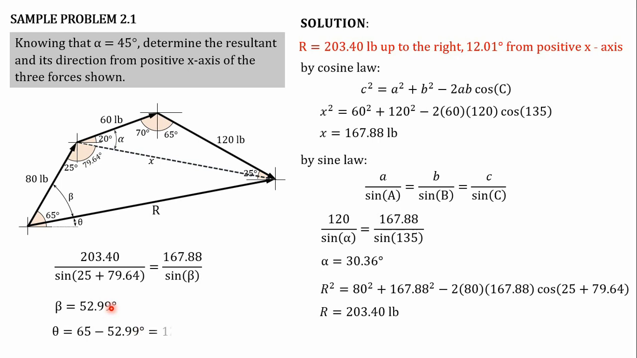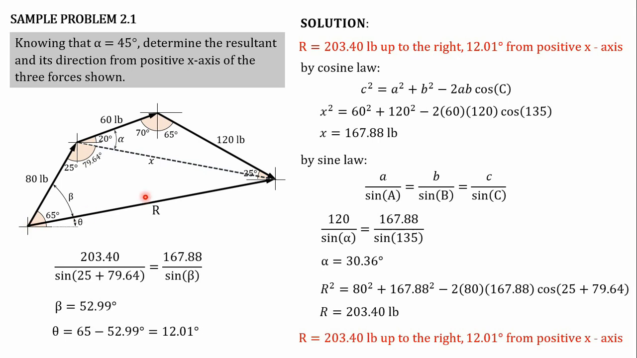Now that we have solved beta, how do we solve theta? To solve theta, that is 65 degrees minus beta. So 65 minus 52.99 degrees is equivalent to 12.01 degrees. Our answer is positive, so our polygon is correct, and our solution is correct.